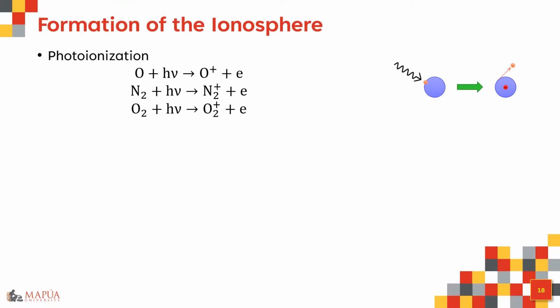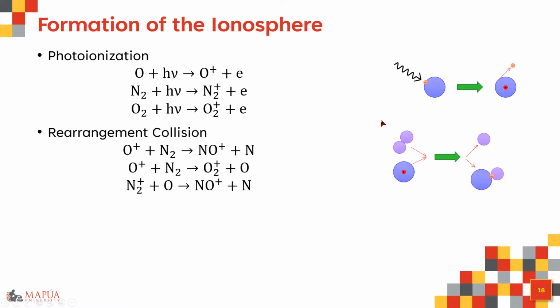Okay, so these are some examples of chemical processes that happen in the ionosphere. For photoionization, your atomic oxygen, your molecular nitrogen and oxygen form O+, N2+ and O2+ ions plus electrons. So this is your typical photoionization. Next would be your rearrangement collision. Aside from photoionization, a fraction of the ions in the ionosphere can also form through rearrangement collision.